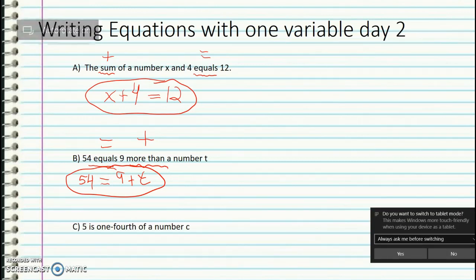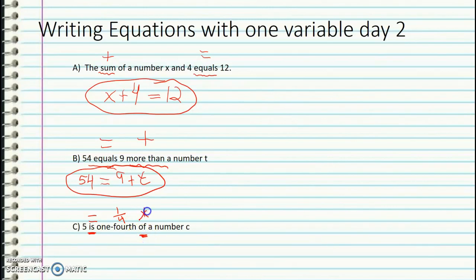Letter C is a little bit different because we've now got another word that means equals, but we've got to know what that word is. So 5 is, and that is means equals, 1/4. So they didn't write it out for us. We've got to write it for our equation. 1/4 would be that. Of means multiply a number c. So now we just write it like we read it. 5 is 1/4 times c. And that's our answer.